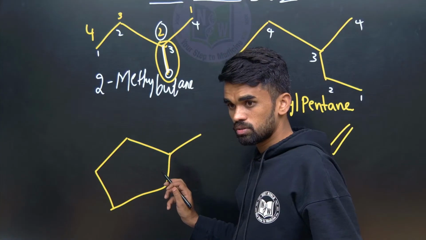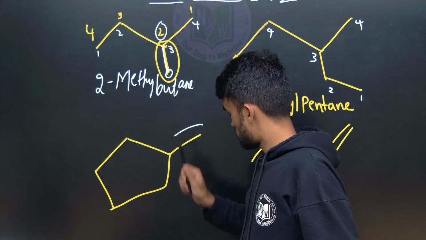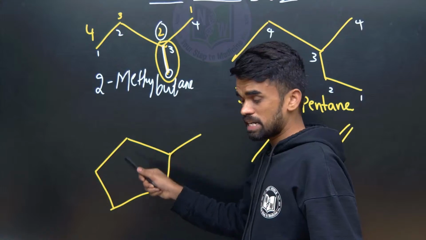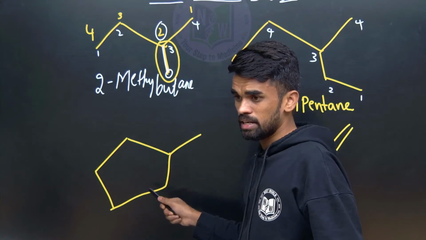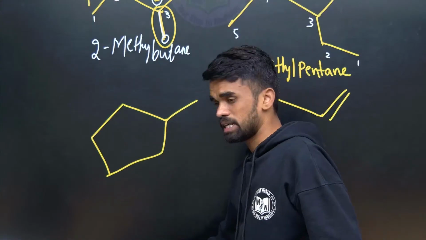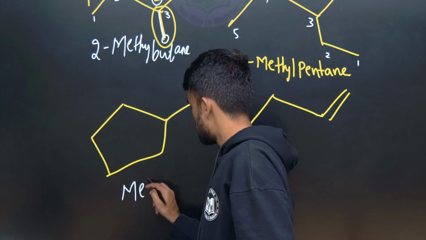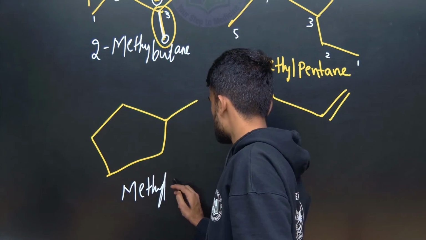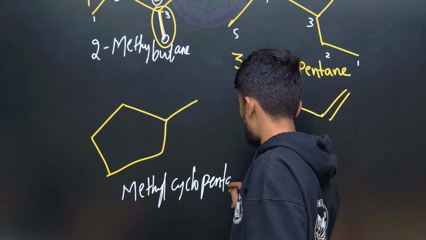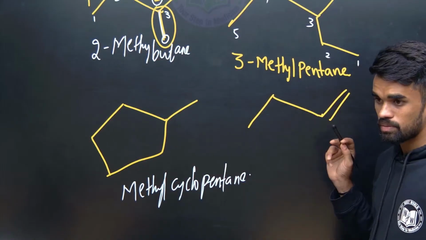Cyclo. We have a methyl group. This is a cyclic ring. How many carbons are there in the chain? Cyclic ring, 5-membered ring. Okay. So 5-membered ring means pent. So can I say methyl cyclopentane. Okay. Methyl cyclopentane. Now what about this?